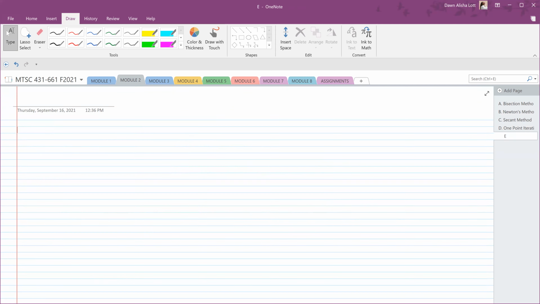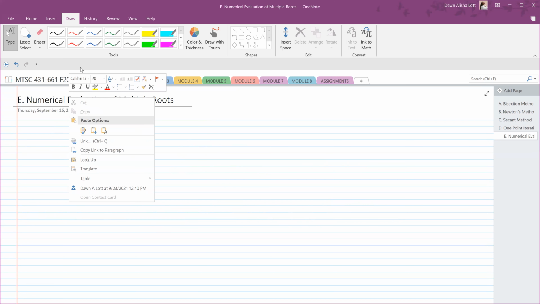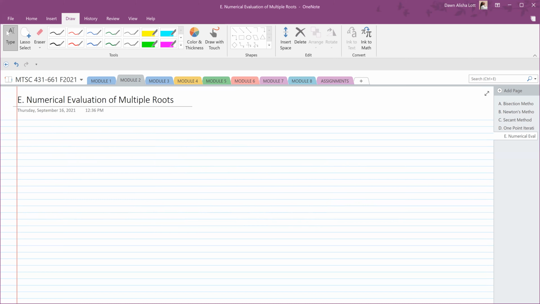Oops. So we want to look at numerical evaluation of multiple roots. What do you do when you have something that has more than one root? Okay, so definition.